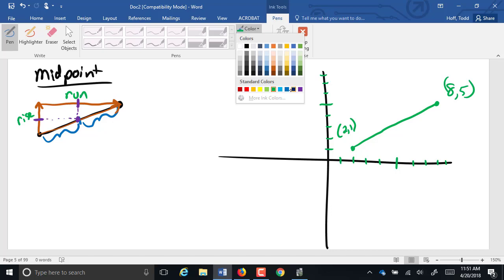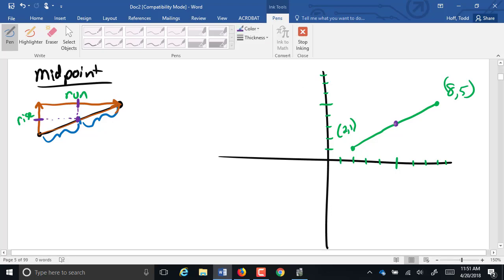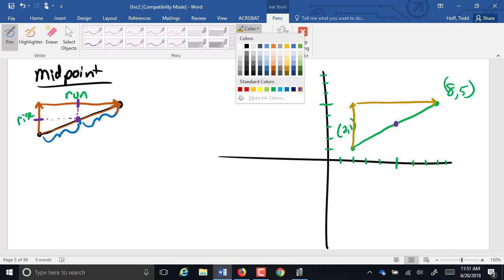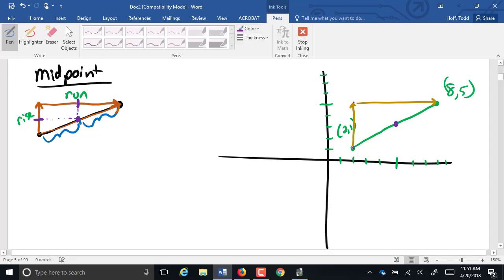To find the midpoint of that segment, I could look at those components. Again, the rise and the run, and deal with just the center point of that. Well, if I look at that rise as just being the change in y coordinates, the y coordinate here is 1, the y coordinate up here comes from that other point would be 5. So that comes from the second coordinate at each of those points.